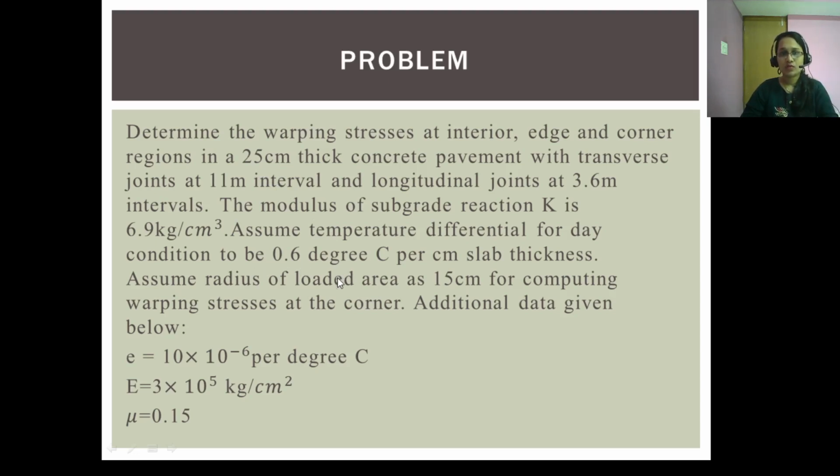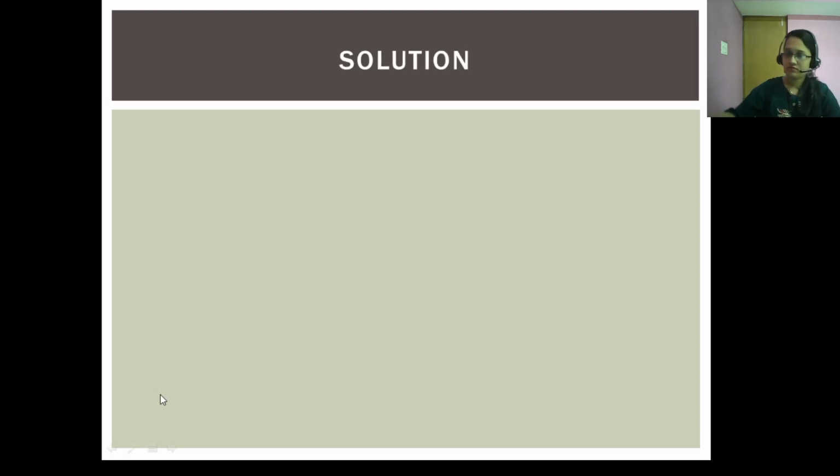Assume the radius of loaded area a is 15 centimeter. We are given this. This data is also given to us: Poisson's ratio, E and small e. What is small e here? Thermal coefficient of the concrete, and capital E is the modulus of elasticity of the concrete. So let us see the solution. First we need to calculate the radius of relative stiffness. So calculate L.